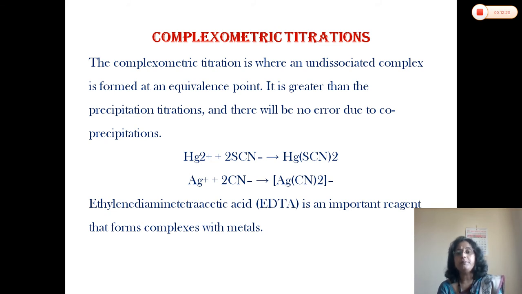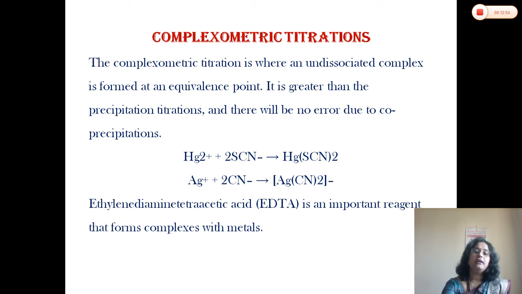In precipitation titration you get error because of co-precipitation, but such error is not observed in complexometric titration because the complex is formed to a large extent and is undissociated. That's why no error is observed because of co-precipitation. Mostly EDTA is a very important reagent used to form complexes with metals, and it is used in complexometric titration.